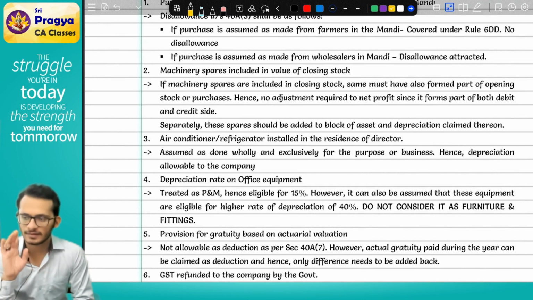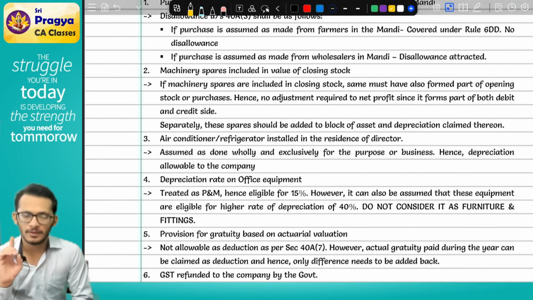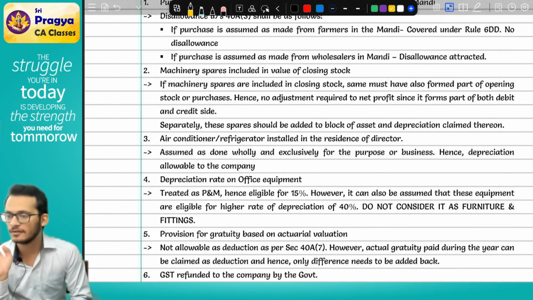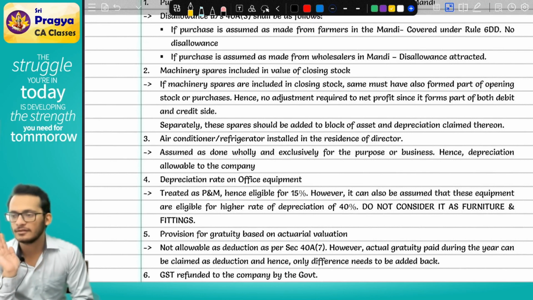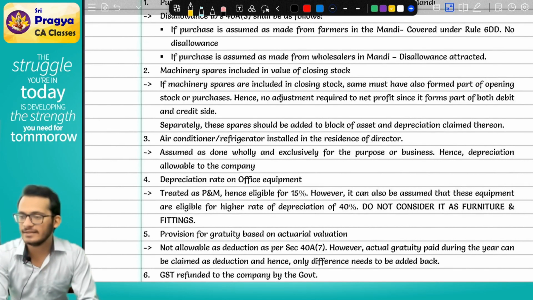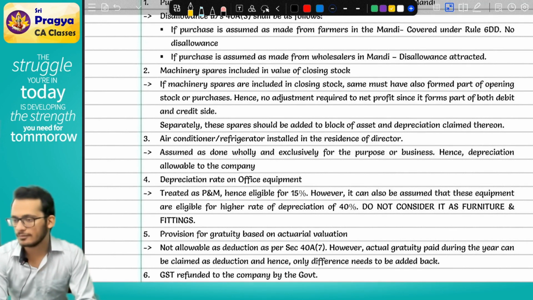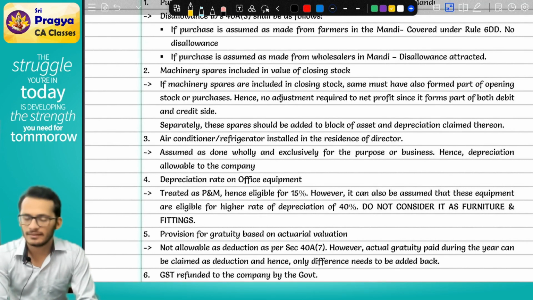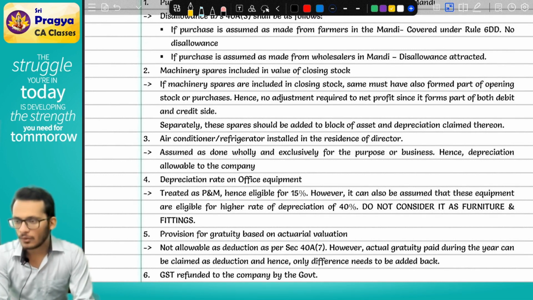Question came like this. Now, most of the people on the first assumption basis would say, Rahul, this is disallowed because it is personal in nature. Yes or no? You will say, Rahul, depreciation on air conditioner will be disallowed because the AC is installed in director's house and therefore it is personal in nature. I will ask you a simple question. What kind of entity is this?